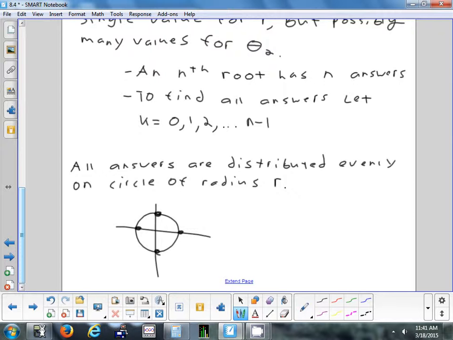If you were finding cube roots, you're going to get 3 answers, and they're all evenly distributed. So you'd be finding the vertices of an equilateral triangle. If you were doing a 5th root, you're going to find 5 answers, and they would be the vertices of a regular pentagon. We're not going to spend a lot of time graphing, but some people like to visualize it. So if you like to visualize it, all the answers are going to be evenly spaced on a circle.